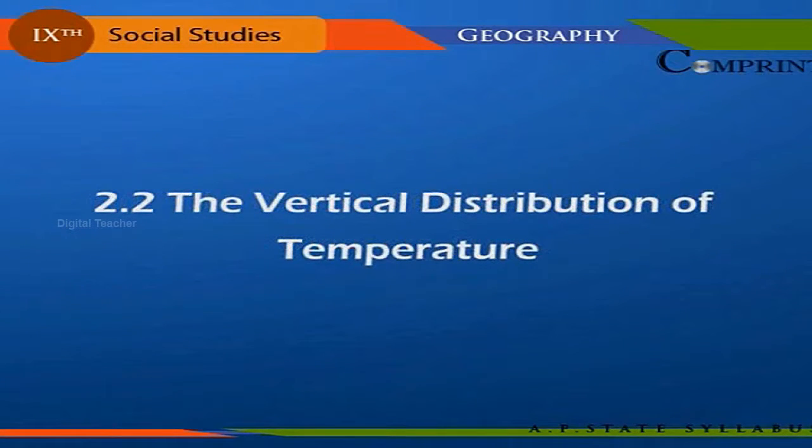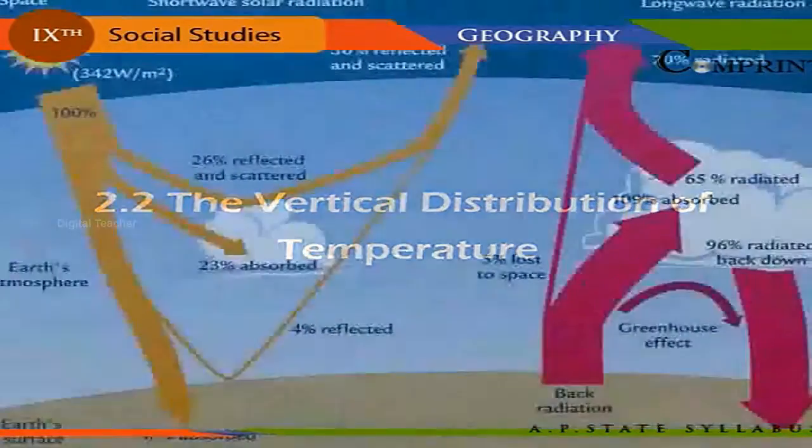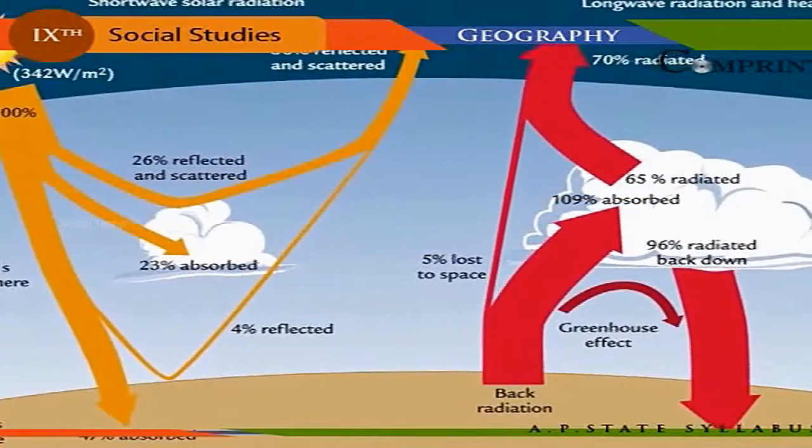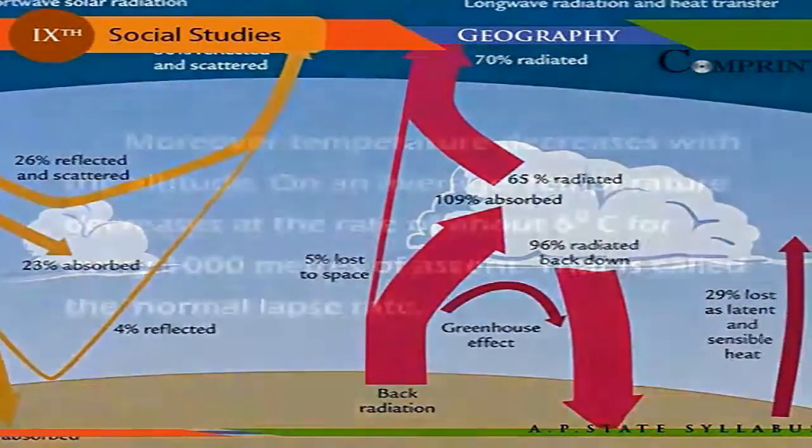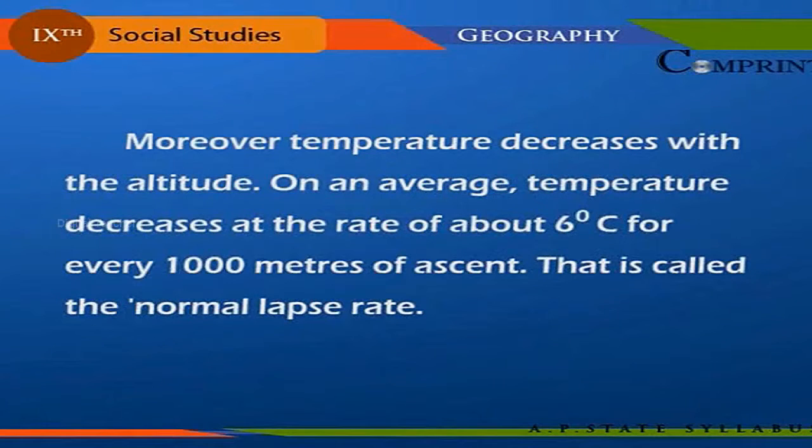The vertical distribution of temperature. The atmosphere is heated up through terrestrial radiation. It takes place through a process called conduction. Moreover, temperature decreases with the altitude. On an average, temperature decreases at the rate of about 6 degrees for every 1000 meters of ascent. This is called normal lapse rate.